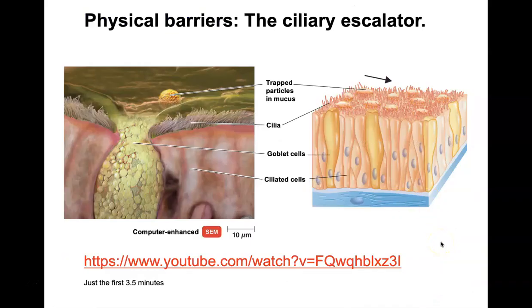Okay. Go ahead and watch this video, just the first couple minutes of it, to look at the ciliary escalator. So in tissues that have cilia like this with mucus on them, things can travel along the cilia, and we can do things like cough them out. Okay.